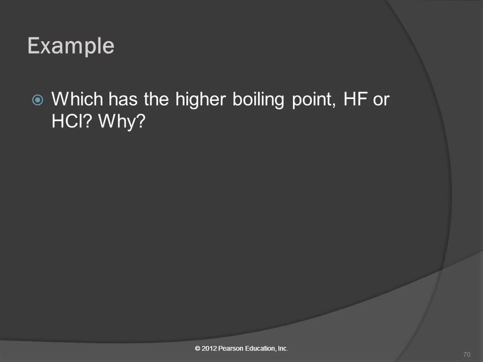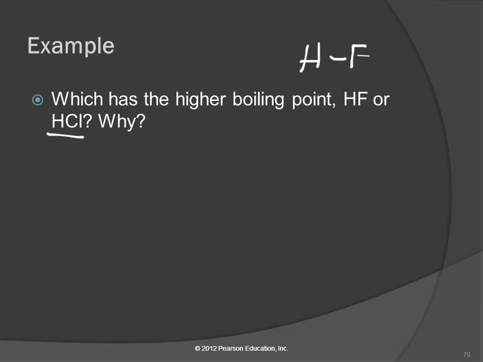So let's look at these 2 compounds, HF and HCl. Which one has the higher boiling point? We have to think about intermolecular forces. Which one has the strongest intermolecular forces? The HF. The HF has a hydrogen-fluorine bond. It can do hydrogen bonding, right? So that guy has hydrogen bonding, dipole-dipole forces, and dispersion forces.